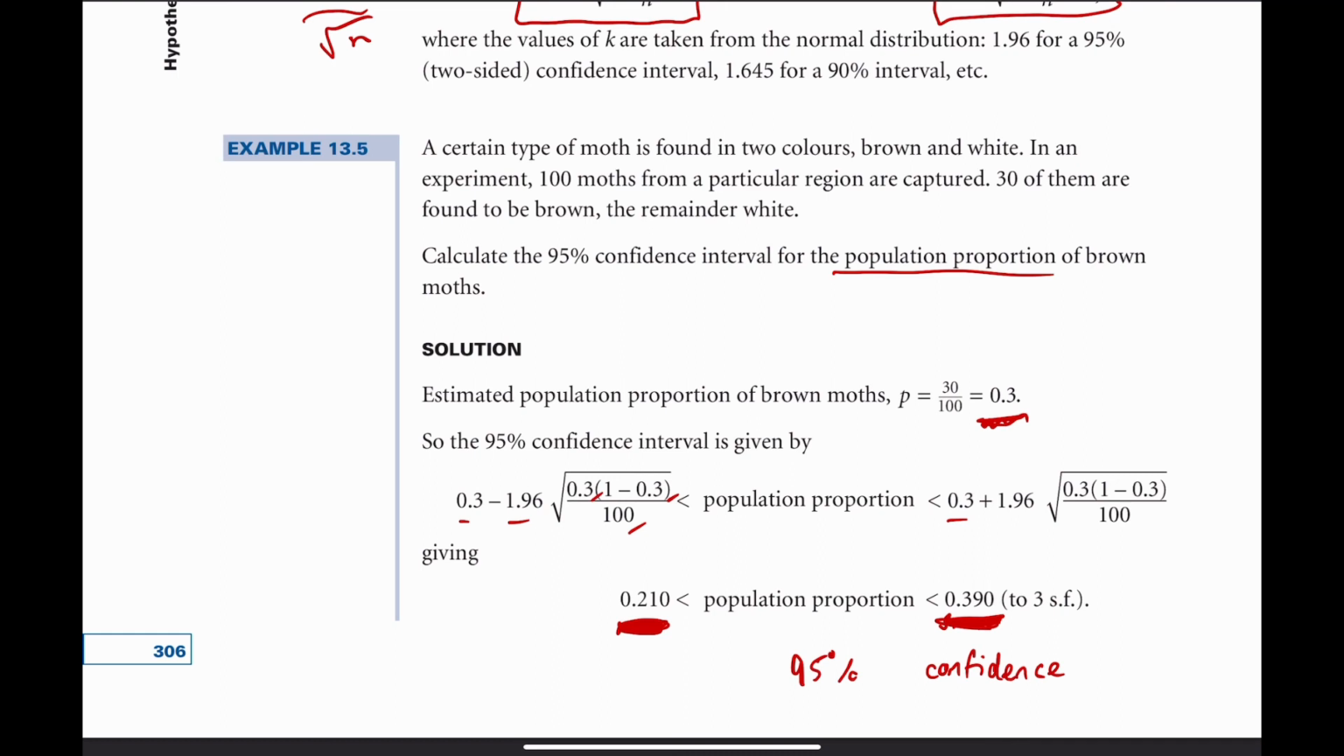Is it kind of the same as what we did, but just a different formula? Yeah, it's exactly the same as what we've just been doing in the previous questions, except this time it's about proportion and probability as opposed to continuous data, which is about weight or height or length or time or whatever. It's about a proportion of a population. It's a different kind of data.